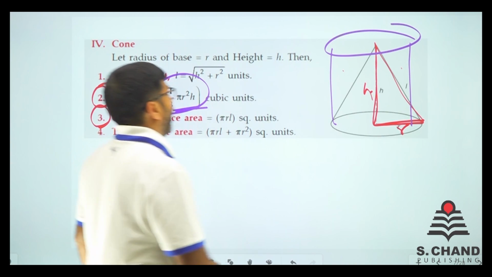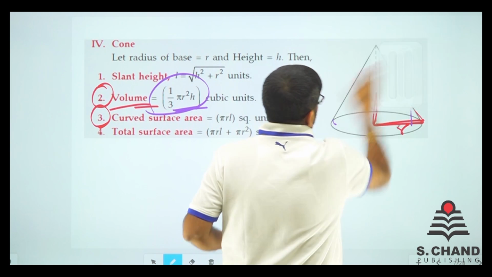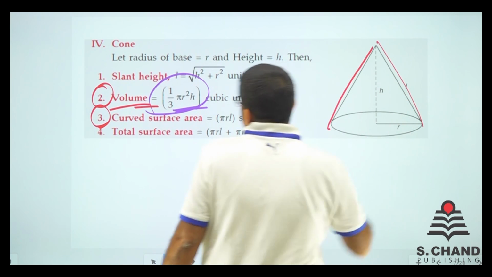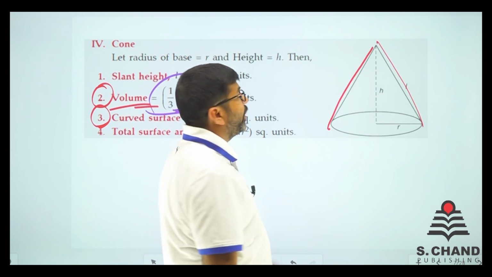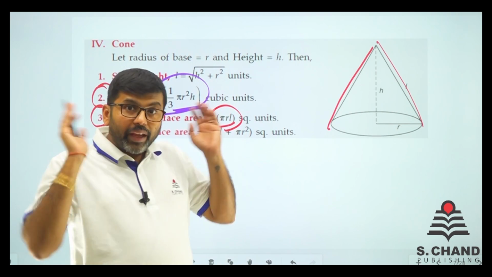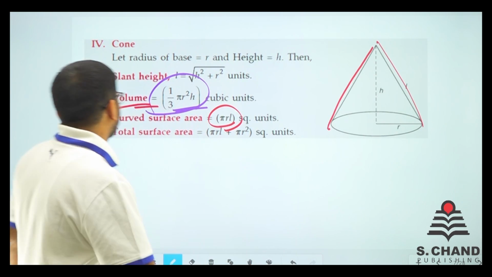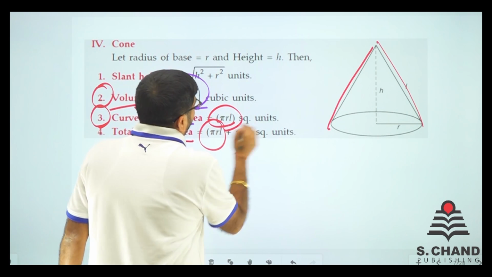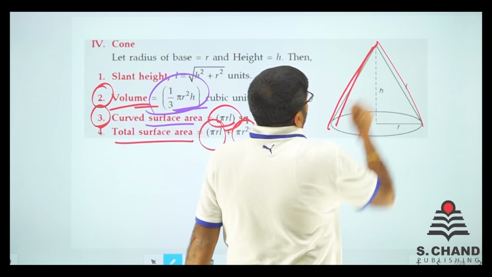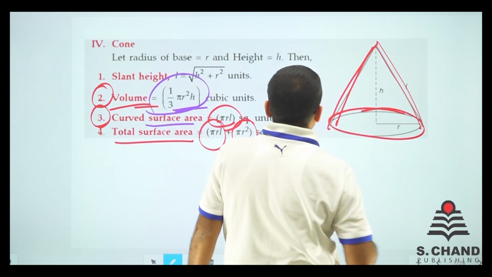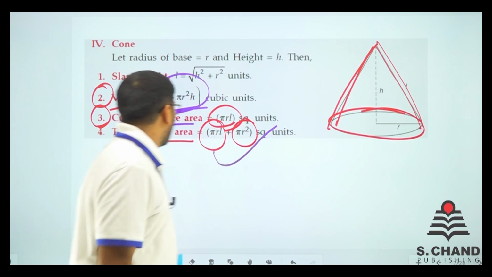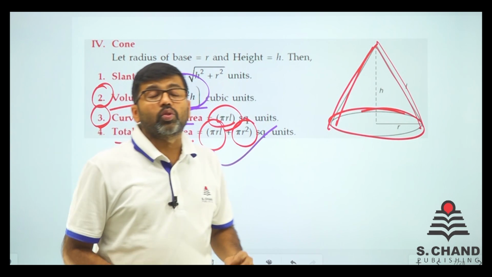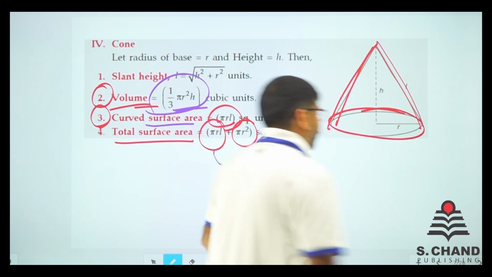Curved surface area. Now this is important. See, this is the curved surface area. So this is just pi r into L. Pi r into L. That is it. So this is curved surface area. Total surface area is pi r L plus pi r square. See, this is pi r L and this is pi r square. So for total surface area, we have got the curved surface area plus the base. In this way, we need to do. Okay, let's move on to further.